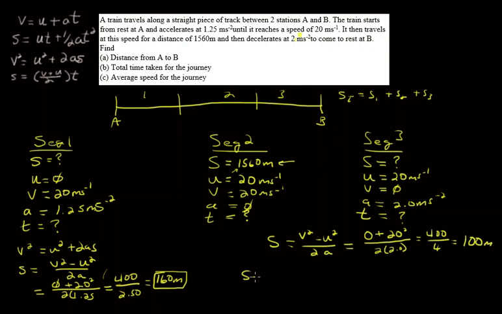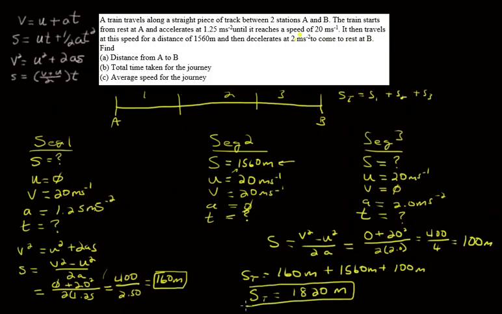So S total equals segment 1, 160 meters, plus 1,560 meters from segment 2, plus 100 meters from segment 3. If you add that all up, you get 1,820 meters. That is the total distance. So I'm going to write that up here. I'm going to make that red.